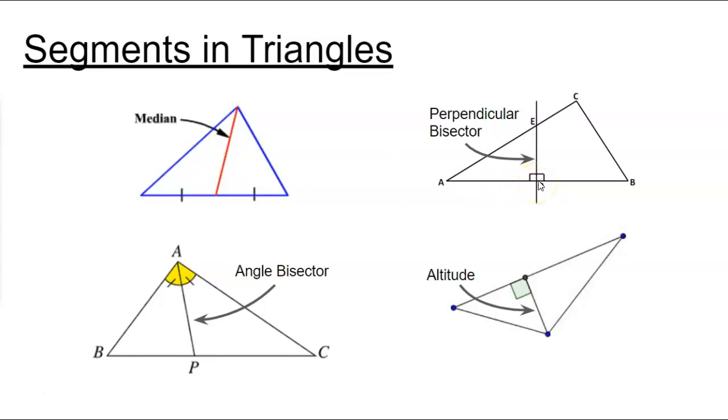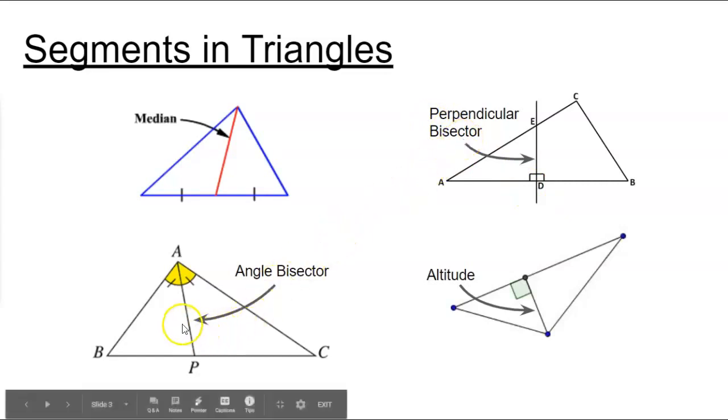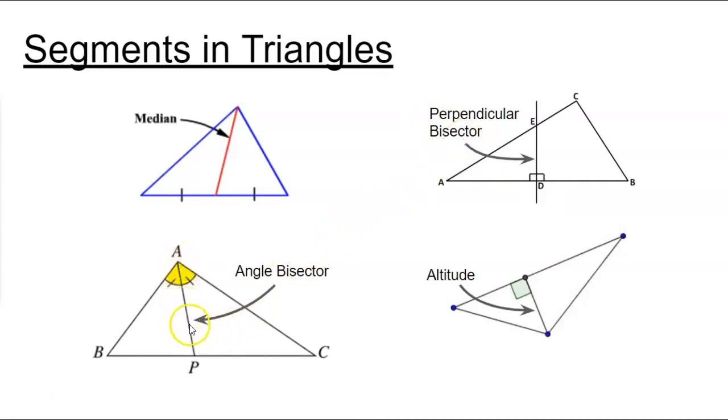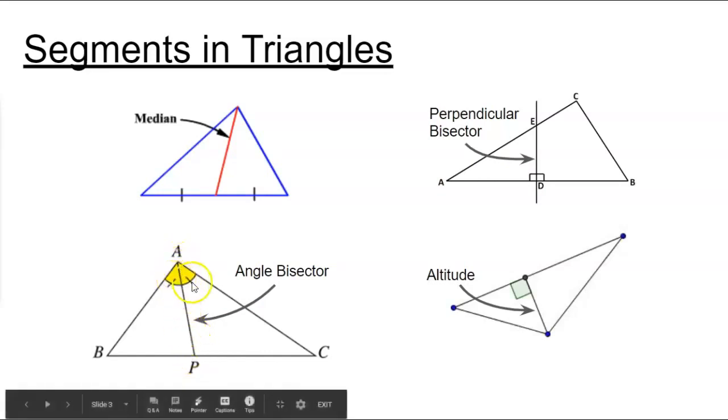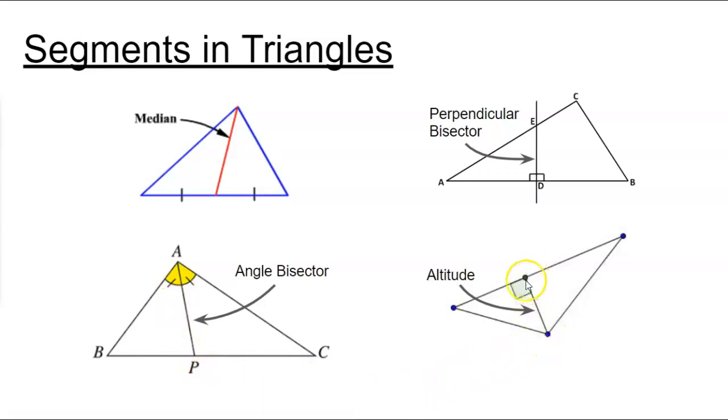If you find the segment that goes through the midpoint and is perpendicular to a side of a triangle, that is a perpendicular bisector. If you have a segment that cuts an angle in half into two equal angles, this is called an angle bisector. And if you connect the vertex of a triangle to the opposite side perpendicular at a 90-degree angle, that is called the altitude. You may have also called it the height.